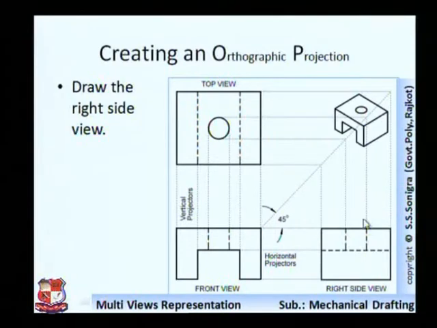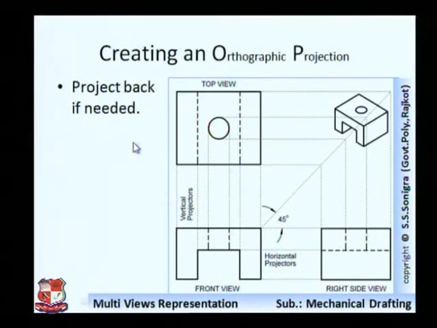It could be drawn like this. So if you look from the right side, the circular hole is there, which is represented by dotted lines, and this edge which is there inside, not visible from the right hand side view, is represented by a dotted line that starts from this end and ends at this end. Project back if needed.